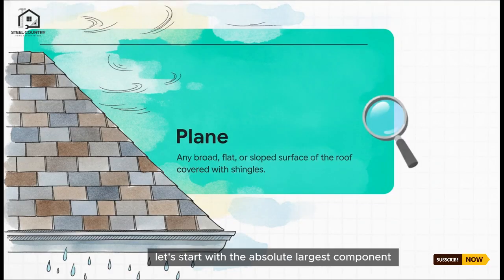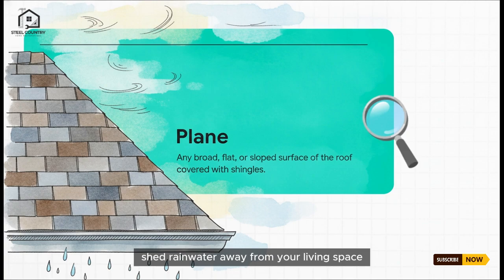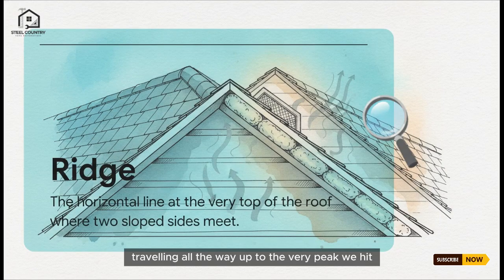All right, let's start with the absolute largest component, the plane. This is the main workhorse of your entire roof. It's that broad, sloped surface where your shingles are doing all the heavy lifting to constantly shed rainwater away from your living space. Traveling all the way up to the very peak, we hit the ridge.